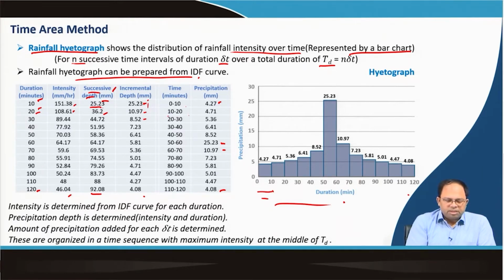Of course, over here precipitation depth is determined. So, these are all organized in a time sequence with maximum intensity at the middle. Usually this value is taken, and based on this value we can determine what kind of rainfall has happened during different time periods, and then we can convert it into the actual quantity of water that is being generated, or the runoff that is being generated.